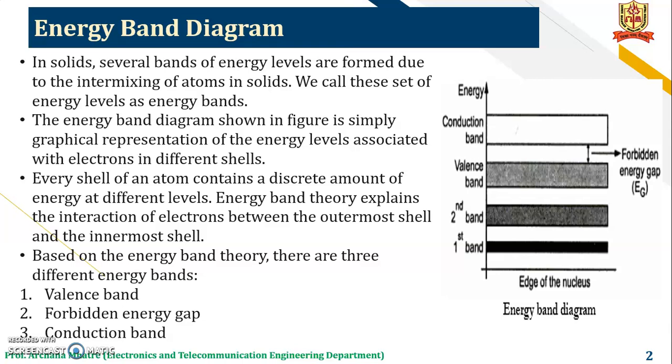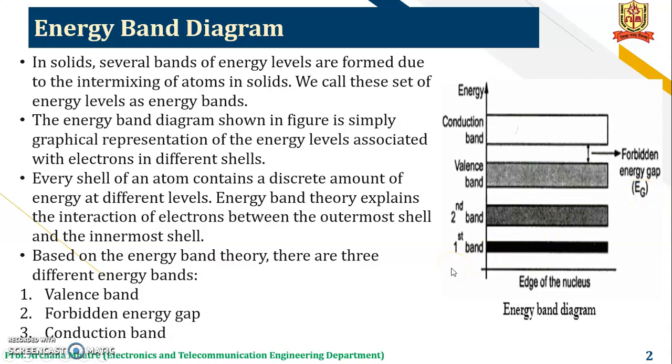Now in this diagram you can see the energy band diagram. On the x-axis is the distance from the nucleus, and on the y-axis is energy. So first band of the atom, second band of the atom, then this is the valence band of the atom, then this is the conduction band of the atom, and this is called the forbidden energy gap, which is denoted by Eg. Now let's see the explanation.